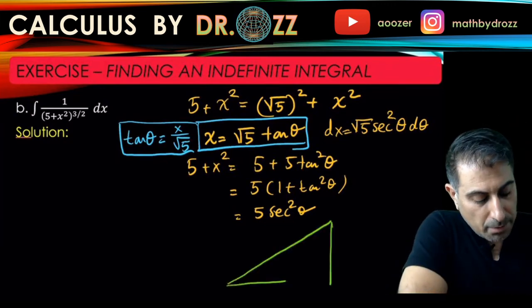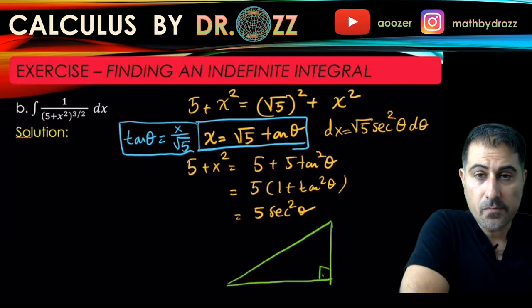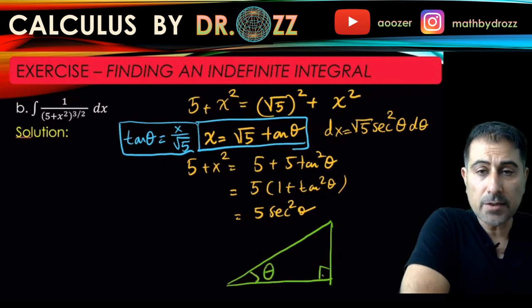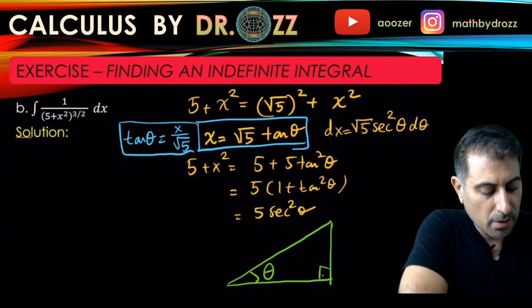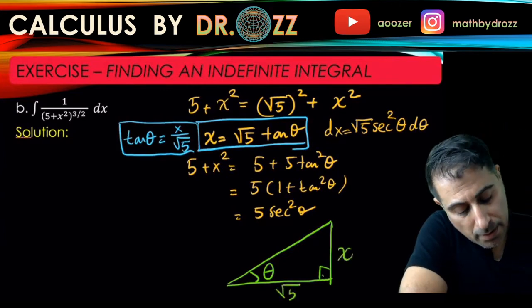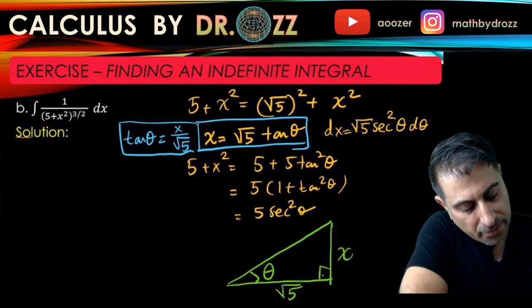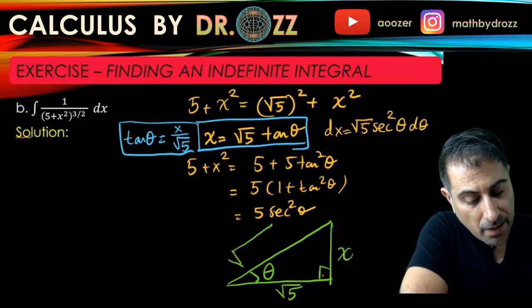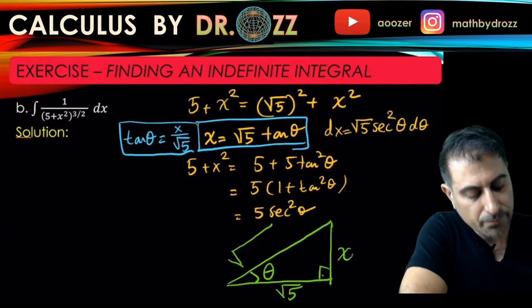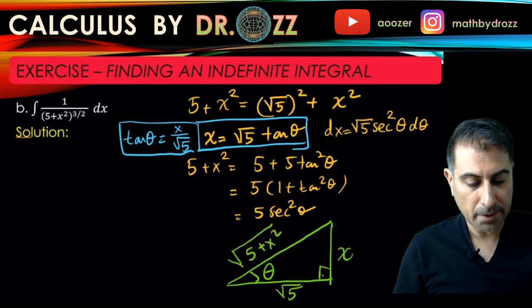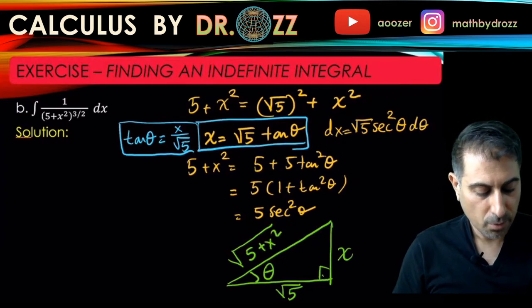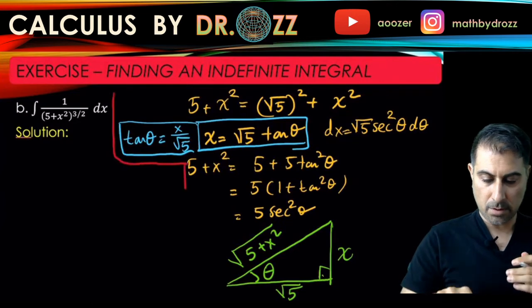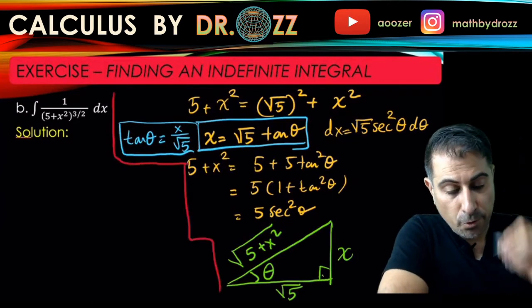I'm going to place theta right here, and tan of theta is x over radical 5. Tan is opposite divided by adjacent, so it's x over radical 5, and the hypotenuse is the square root of the sum of the squares of these: radical 5 squared, which is 5, plus x squared. Now I have all the ingredients to start converting this integral to the theta version.